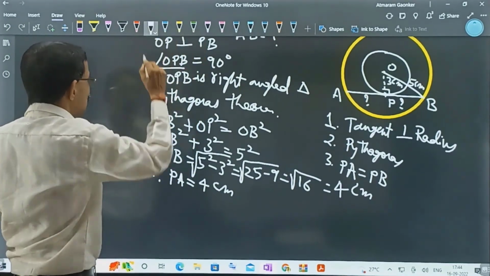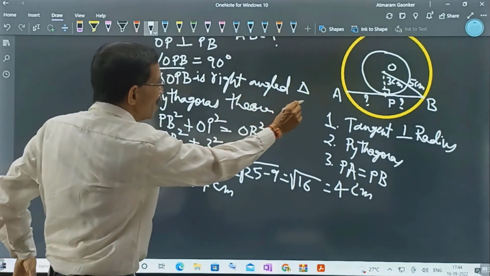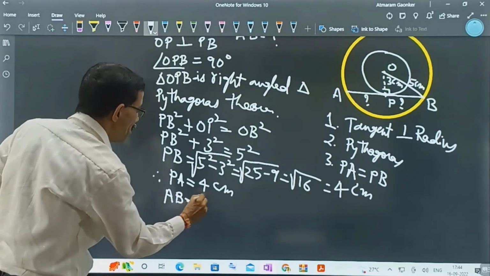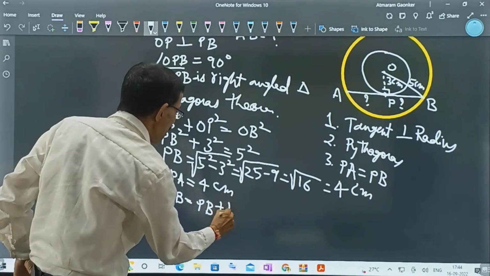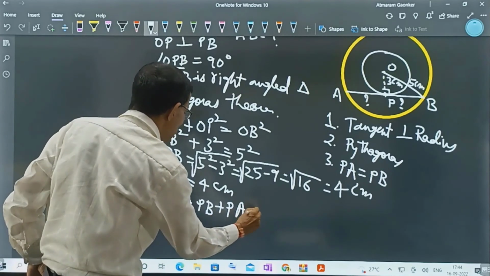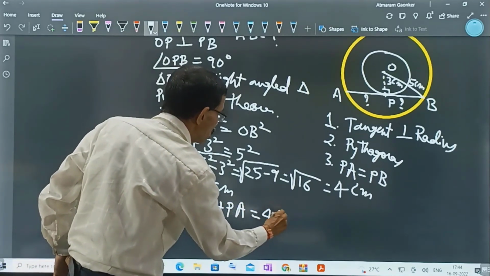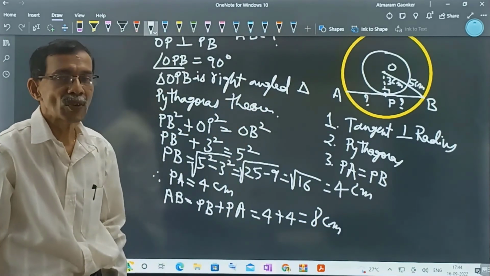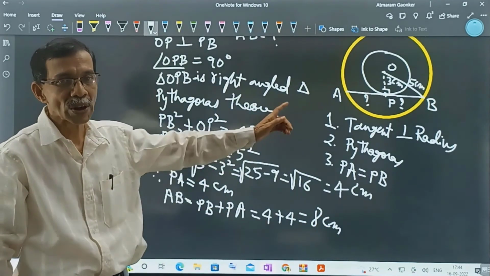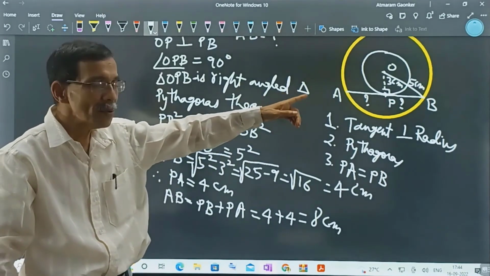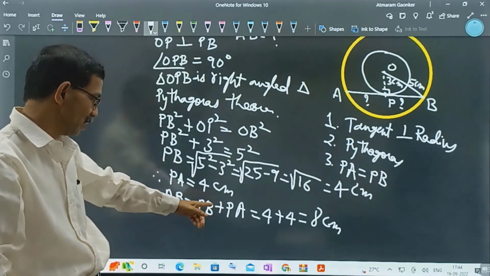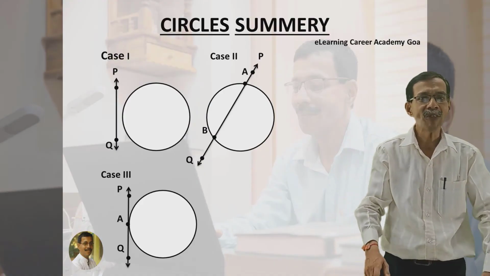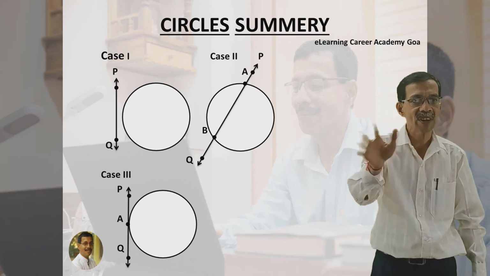Then with that, further we are required to find AB. AB will be equal to PB plus PA. This is equal to 4 plus 4, that is equal to 8 centimeters. The length of chord AB, which is touching the smaller circle and making a chord with the bigger circle, is calculated as 8 centimeters. At the end of this chapter, I will summarize the whole topic on circle.